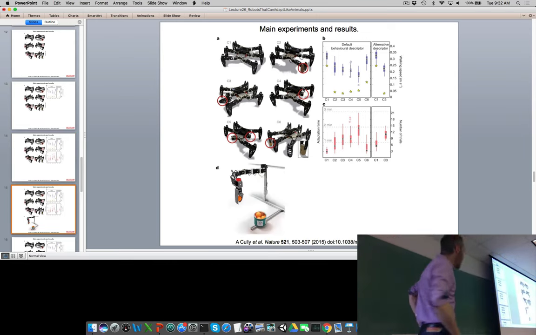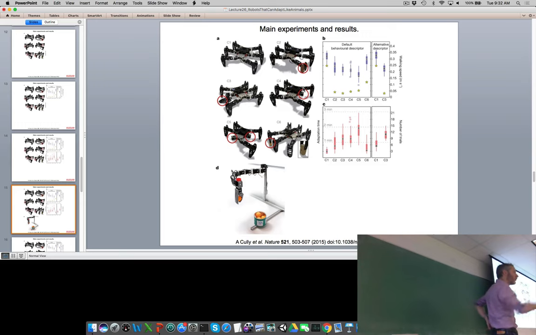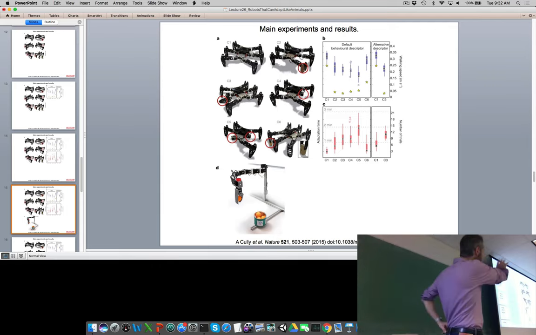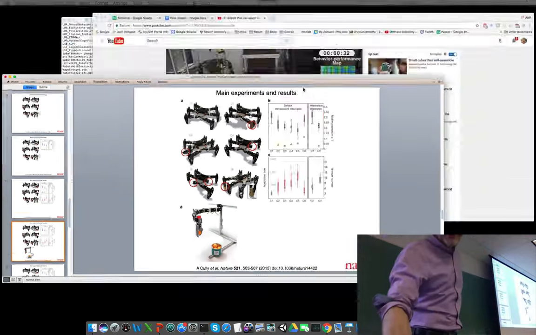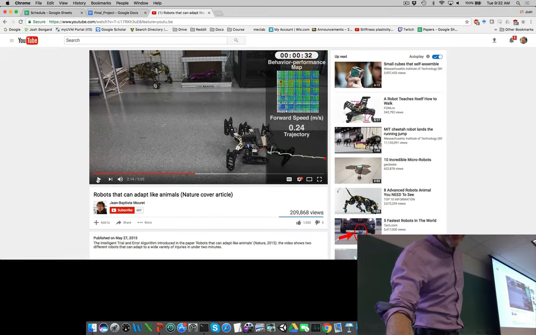Okay. Turns out they did a second experiment, again, to try and prove the robustness of this. Were their results specific to the fact that they were using a hexapod robot and these five different kinds of damage? So they also ran exactly the same experiment, but now on a robot arm. And I'll let them explain this experiment.